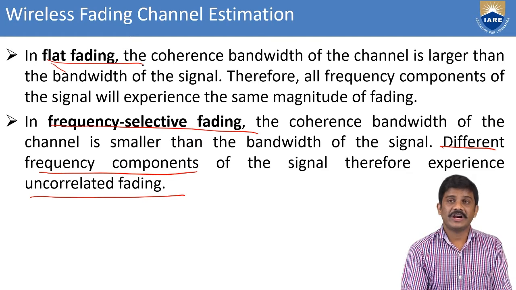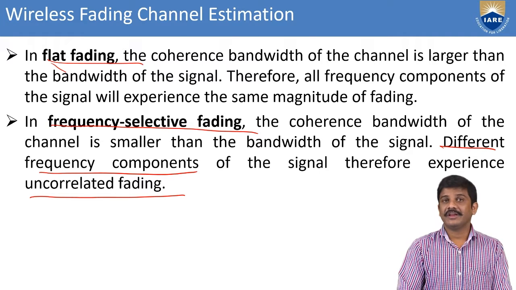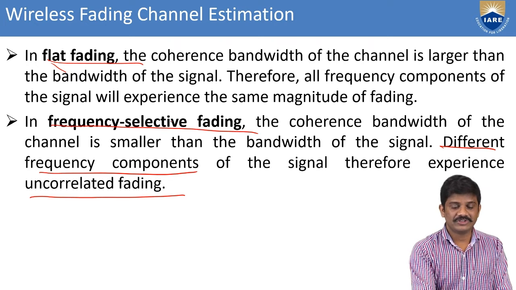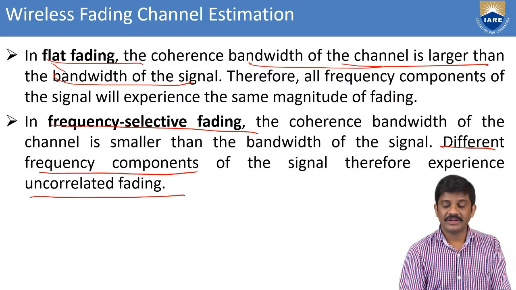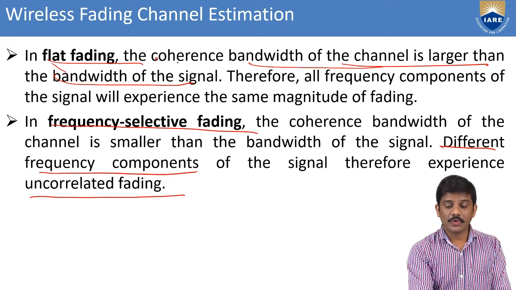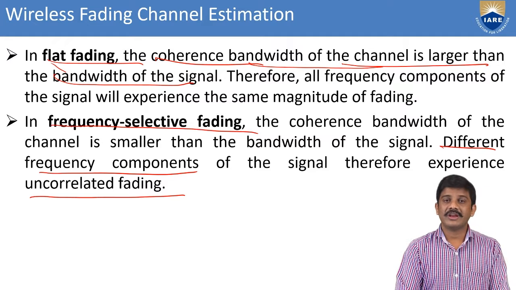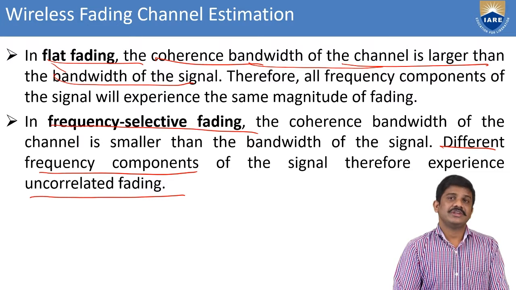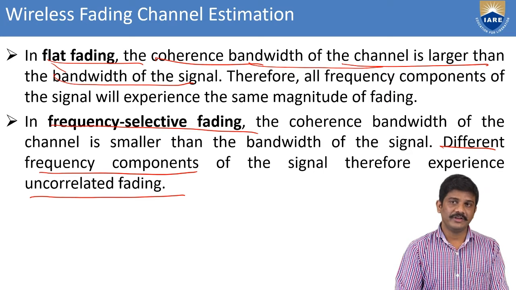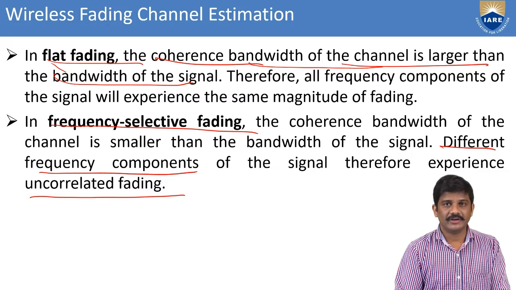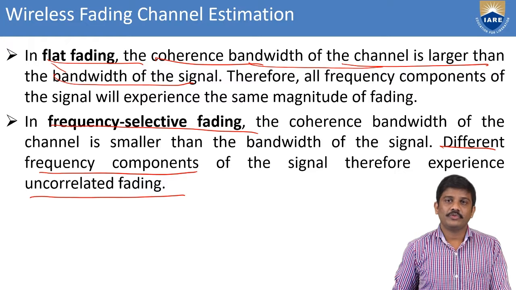Coming to flat fading, what will happen? The coherence bandwidth of the channel is larger than the bandwidth of the signal. This is the main point. You can observe the bandwidth of the channel: the coherence bandwidth of the channel is larger than the bandwidth of the signal. Then all the frequency components of the signal will experience the magnitude fading. This is flat fading. Whenever we have different frequency components, they experience uncorrelated fading.